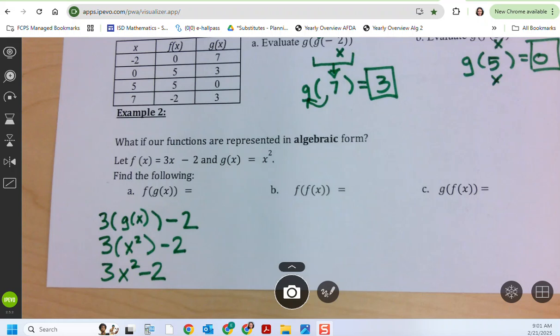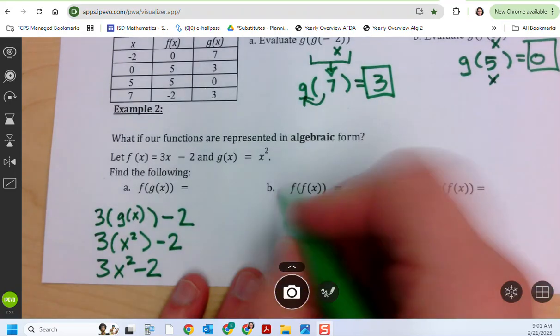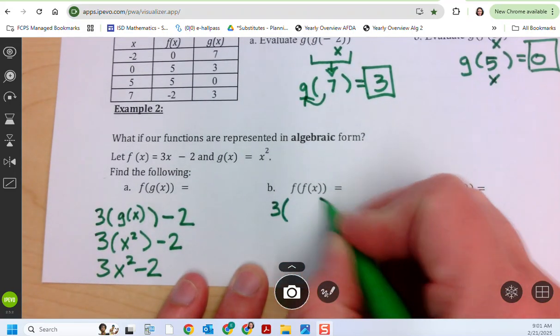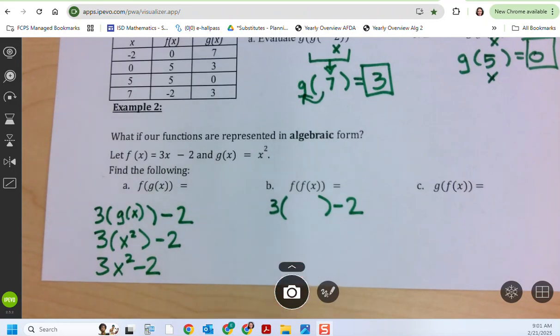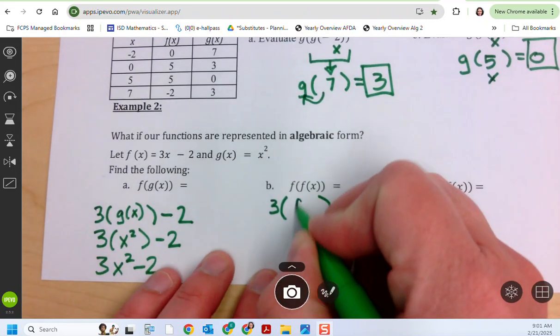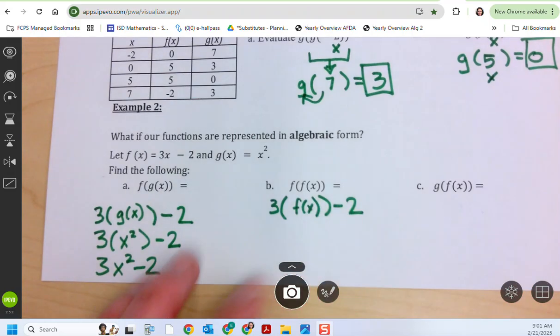The next one is f of f of x. So we're going to put function f into another copy of function f. My outside function is f, so it starts the same way. 3 parentheses minus 2. You're going to replace x with f of x. And then what am I going to replace f of x with? 3x minus 2. That's good.